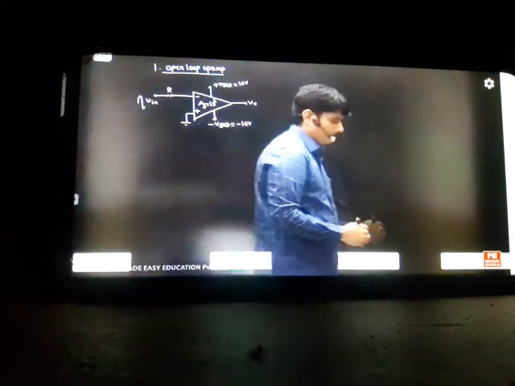Okay. And the positive side, suppose I made it ground. Here I am giving some input signal, like a small signal. So this is the situation I am showing on the board: an open loop op-amp. Okay, we have given some input and we have some values.